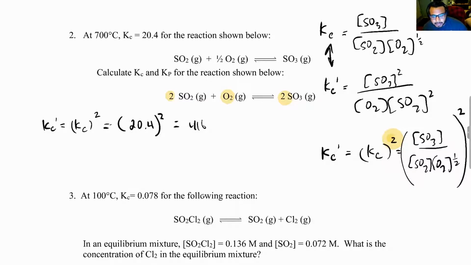Just to recap, whatever factor you are multiplying your original equation by, you raise your original equilibrium constant to that factor. In this case, the factor we multiplied was 2, so we raised our original Kc to that factor of 2. That's what I'm doing right here. It's worth saying that it's not always 2. Sometimes it's a half, sometimes it's a third. So be comfortable with any number multiplying through an equation. Don't get comfortable with just 2.